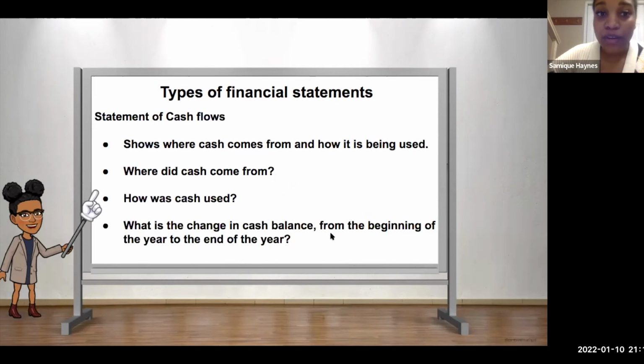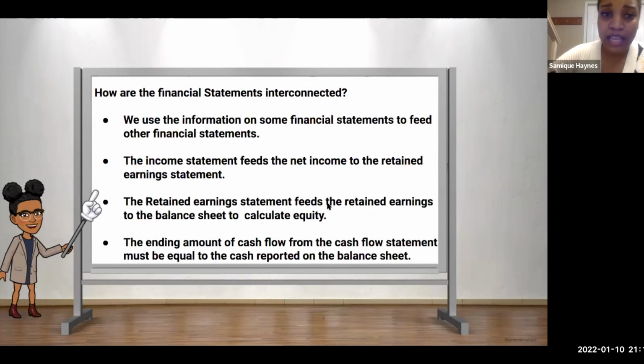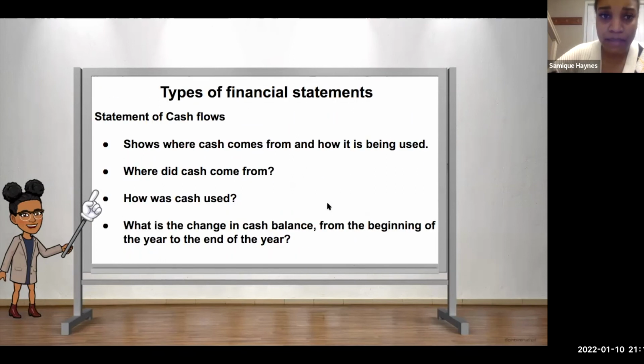So then the next one is a statement of cash flows. And I think this is the last statement that you do in this course, the statement of cash flows. It just shows you how we are doing for cash. We're looking at cash coming in to the business, and we're looking at the cash going out. What is the change in the cash balance from the beginning of the year to the end of the year? How was our cash being used? Where did our cash come from? These are all the questions that a cash flow statement can answer for us.